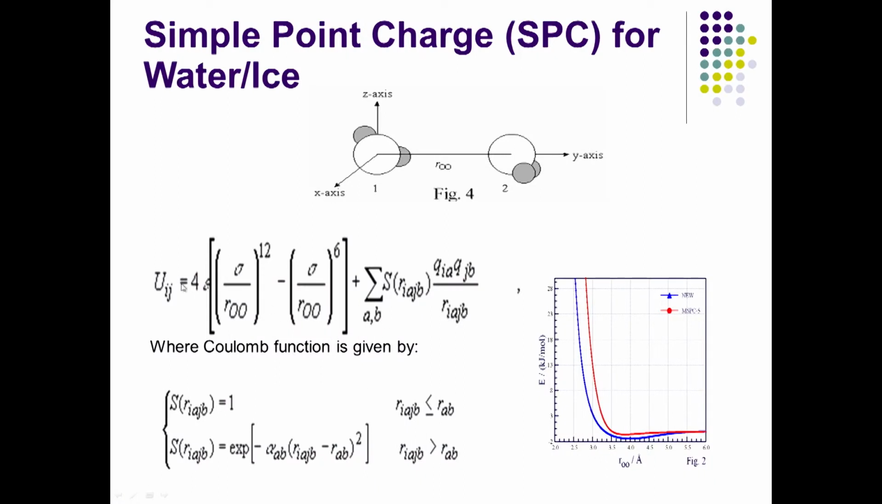Again, this is a simplified SPC, simple point charge material, where you understand one part is Lennard-Jones between oxygen and oxygen, the second part is Coulomb, which is between the charges, and the third part is we are looking at Coulomb interaction at certain distances.